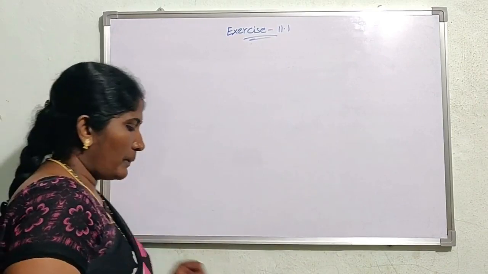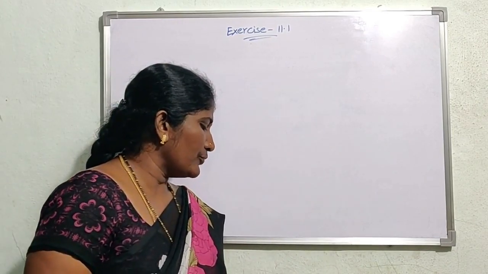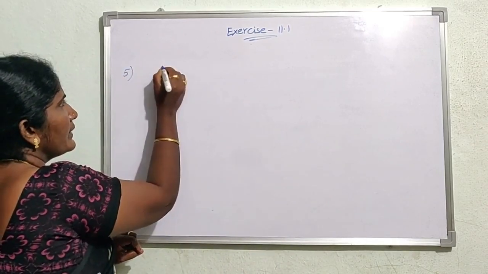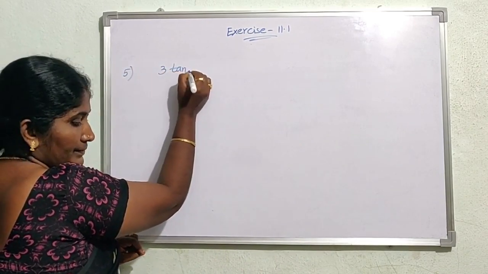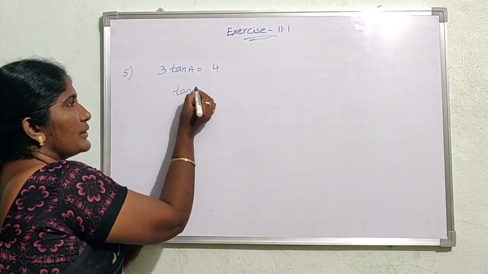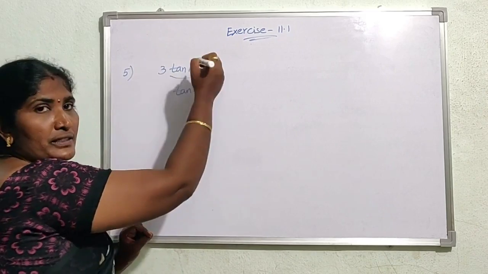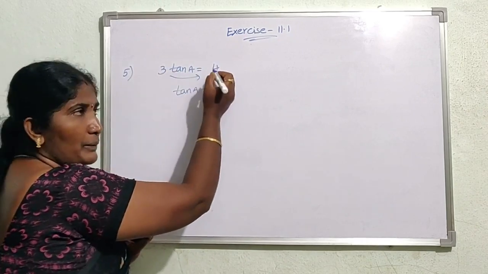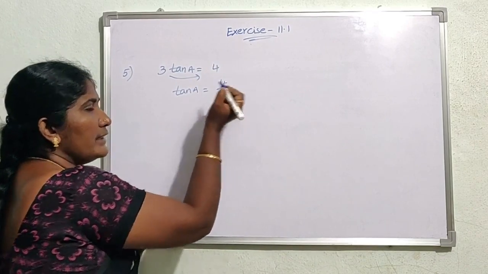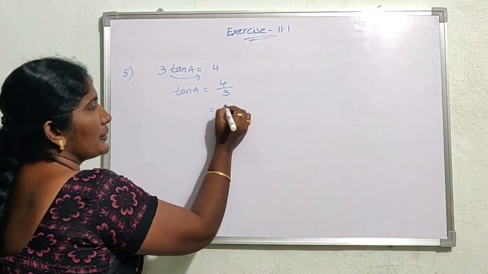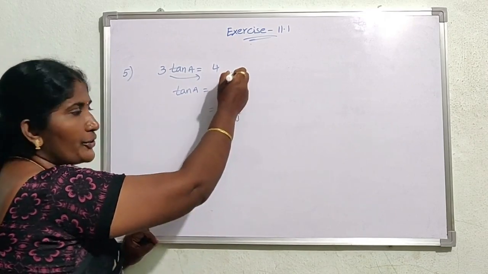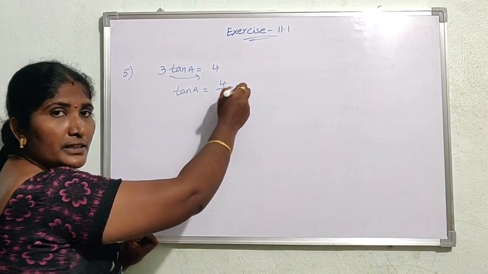Next, fifth problem. If 3 tan A is equal to 4, then find sin A and cos A. Here they gave 3 tan A is equal to 4. Now tan A is equal to, transpose 3 to the RHS. Here it is multiplying, if you send it to RHS it becomes division, 4 by 3, which is opposite side by adjacent side. Here opposite is 4 units, adjacent is 3 units.